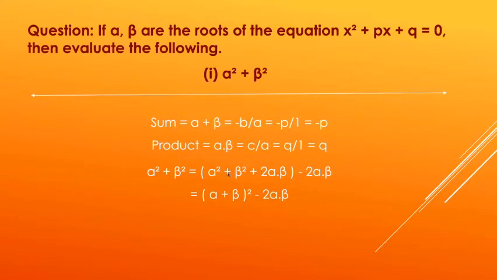So we know very well this is the formula a square plus b square plus 2ab, which is equal to a plus b whole square. So we will combine it as alpha plus beta whole square, and it will be written as minus 2 alpha beta. Now we will put the values of alpha plus beta and alpha beta. Alpha plus beta is equal to minus p. We have put the value of minus p here, and alpha beta is equal to q. So we have placed q here. So minus p whole square is equal to p square minus 2q. This is your required answer for this question.